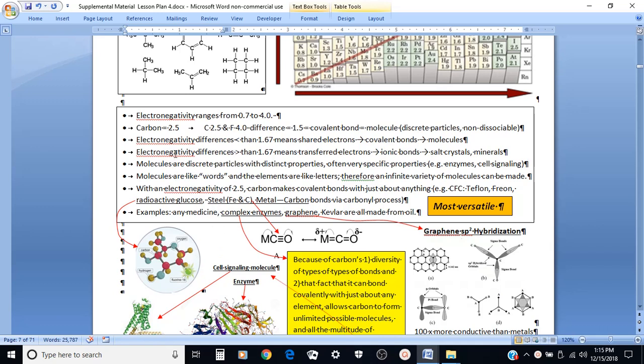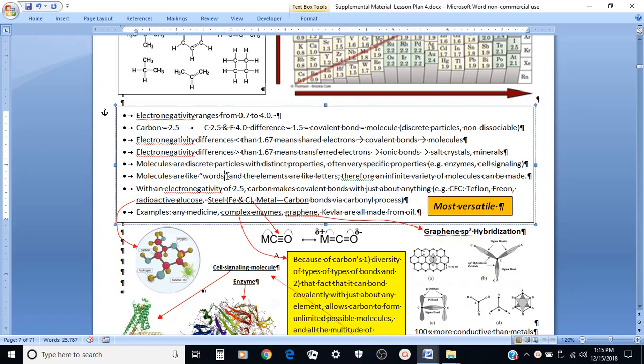Now, the idea of the versatility of carbon is that molecules are like words, and the elements are like letters. Just like in language, with 26 letters, you can make an infinite amount of words. You can make an unlimited amount of words, anything you can think of, so long as there is a concept. That's a basis for it. Same thing with carbon molecules. You can make an infinite variety of molecules that can serve all sorts of functions, so long as you're creative.